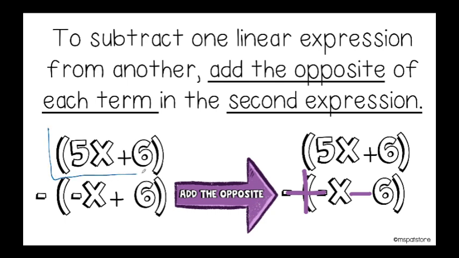This is the first expression, right? And then this is the second expression. Instead of being negative x, it becomes positive x. Instead of being positive 6, it becomes negative 6 because you're adding the opposite. Opposite of negative x is positive x. Opposite of positive 6 is negative 6. And then you are ready to subtract.